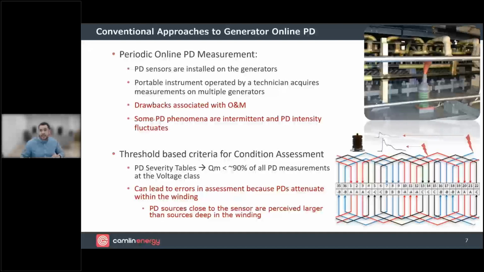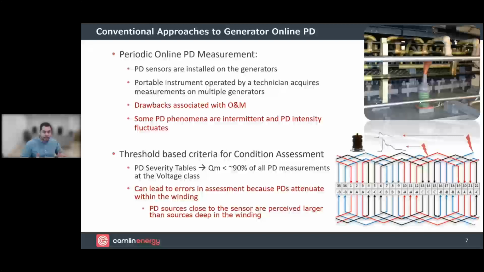So you can see here the image of a sensor installed on a hydro machine. The sensor is connected into the high voltage winding of the generator. And this would allow us to detect the higher frequency partial discharge pulses that are occurring inside the generator winding. Okay. Now, there are drawbacks to this approach.